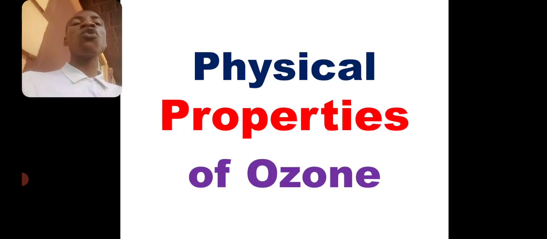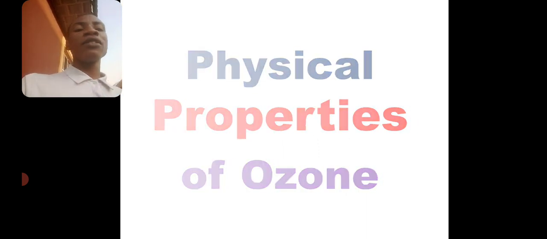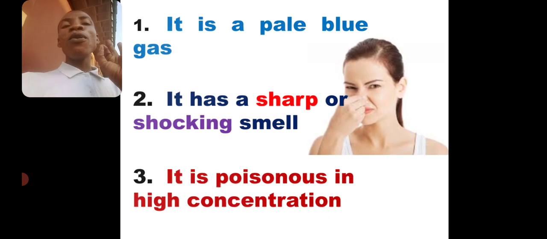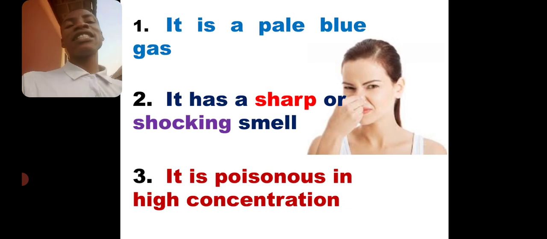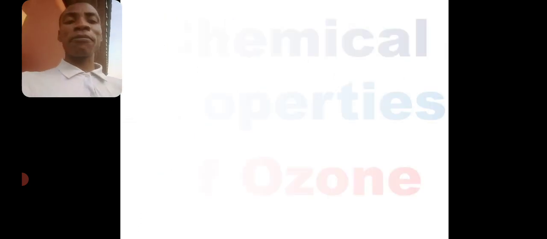What are the physical properties of ozone? Number 1, ozone is a pale blue gas with a sharp or shocking smell. Ozone is poisonous at high concentration.